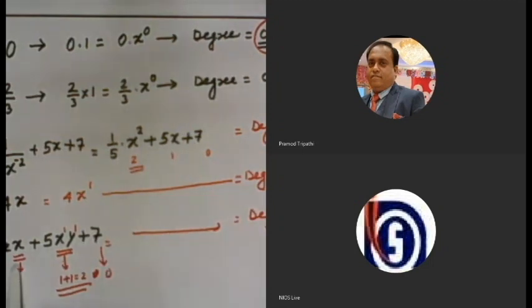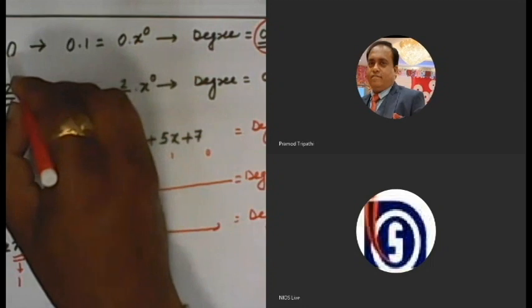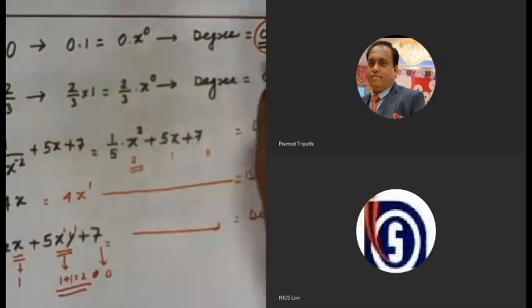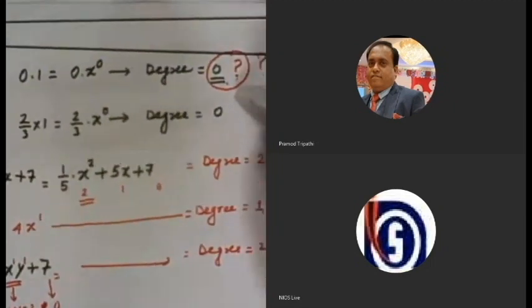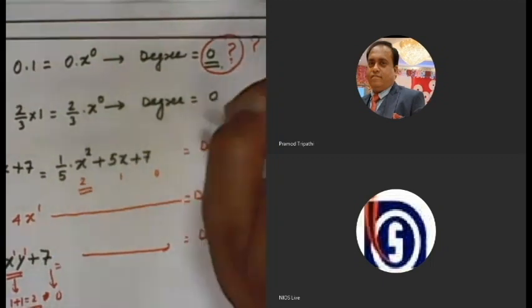In the last case, 2x plus 5xy plus 7, x has the exponent 1, y also has the exponent 1. So the sum of the exponents will be 2. The highest sum of the exponents in this whole expression is 2. So the degree is 2. So here we can easily find the degree of the polynomial, but one question is left here. We will discuss it after some time.